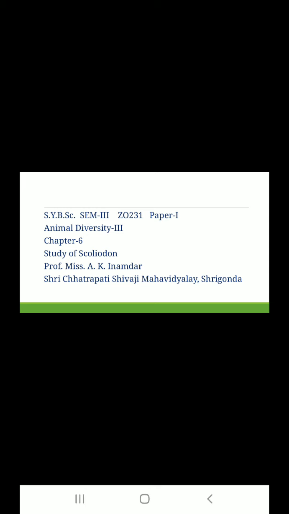Good afternoon, everyone. Class SYBSc, paper number one, that is Animal Diversity III. In Animal Diversity III, we are going to study Chapter 6, that is the study of Scoliodon. In the study of Scoliodon, we have studied the different systems present in it.